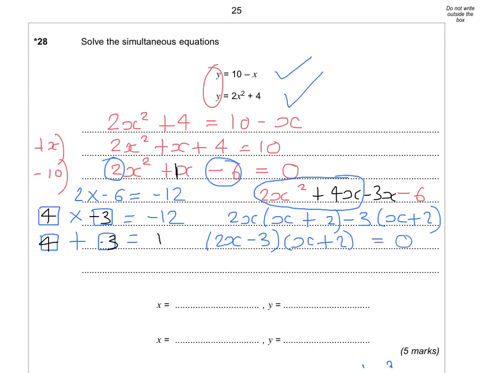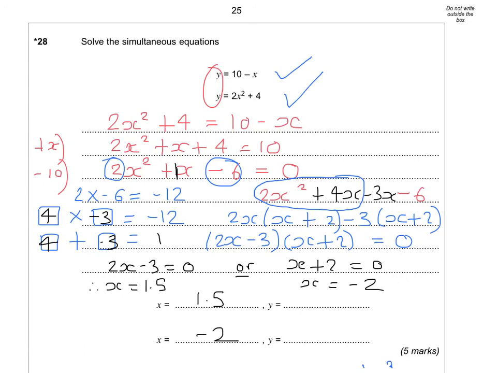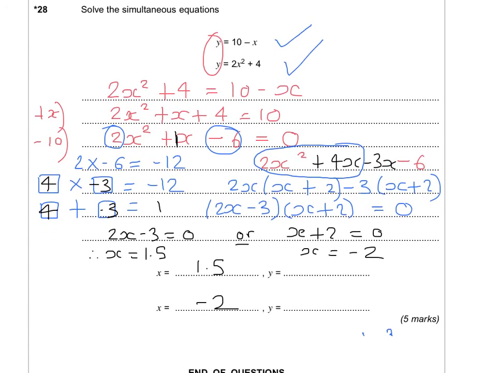From here we get two mini equations. 2x minus 3 equals 0, so x equals 1.5, or x plus 2 equals 0, giving us x equals minus 2. So we can fill in our x values of 1.5 and minus 2, but we have to then calculate our y values corresponding to these using the formula y equals 10 take away x, which was our first equation up above in the question. So 10 take away minus 2 is 12, 10 take away 1.5 is 8.5.